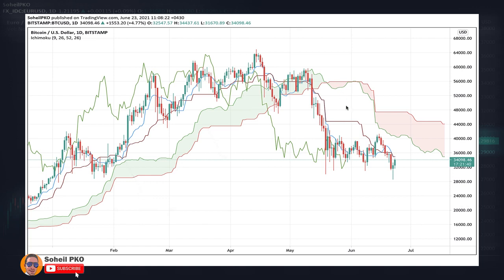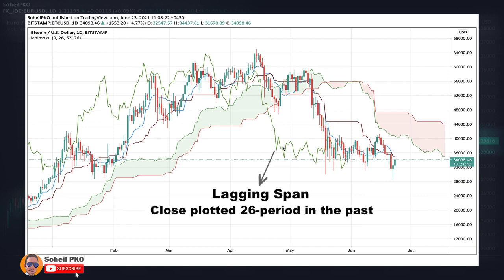Please pay attention that the cloud is the leading component of this indicator, and these two lines, leading span A and leading span B, are shifted forward and they are plotted 26 periods in the future. And the last one, this green line that sometimes moves close and sometimes far from the price action, is called lagging span, and it's actually the closing price that is plotted 26 periods in the past.